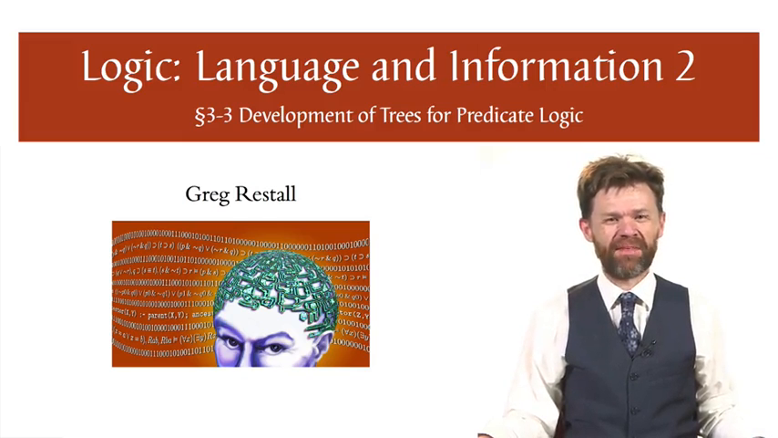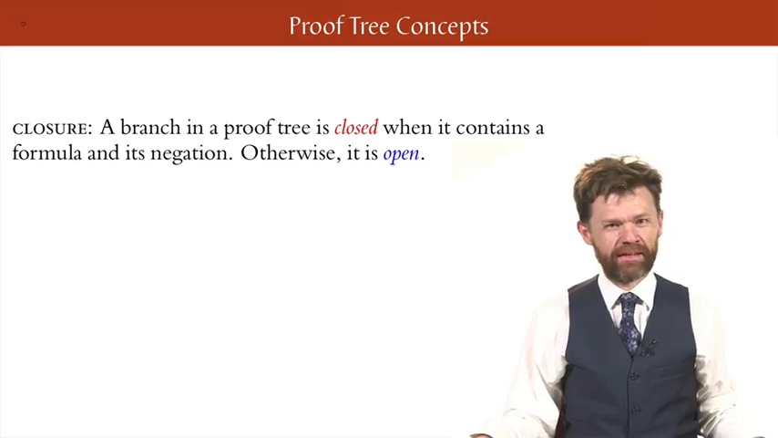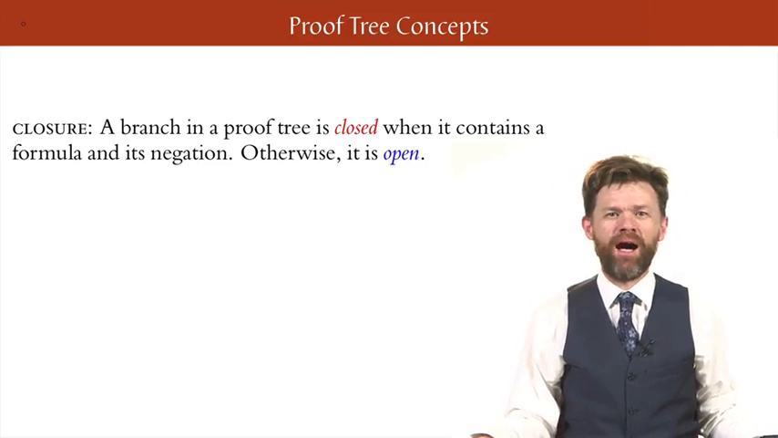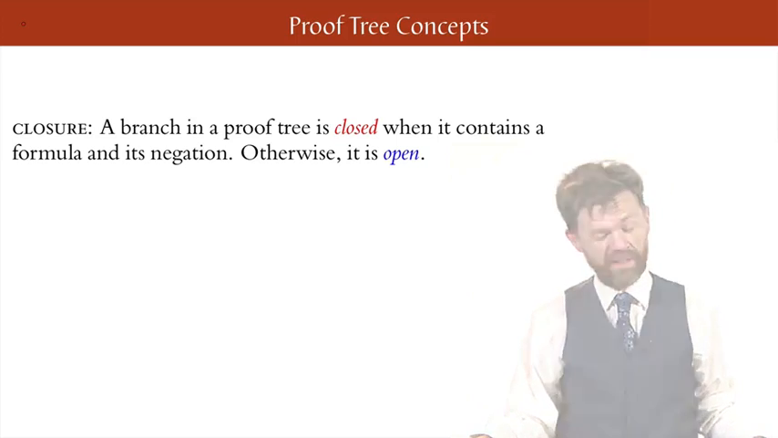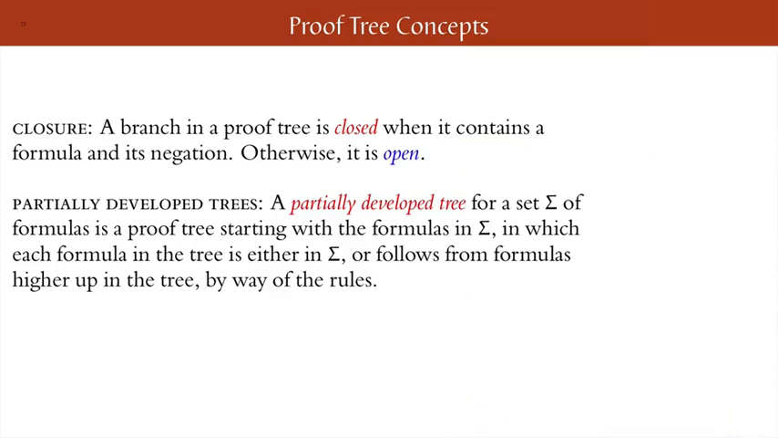So let's begin. The crucial concept in a tree is the idea of an open or a closed branch. A branch in a proof tree is closed if it contains a formula and its negation, and if it's not closed, it's open. And a partially developed tree is what you have when you start from some set of formulas and process them to some extent using the tree rules. So a partially developed tree for a set sigma of formulas is a proof tree starting from that set sigma, where every formula is either in the starting set or follows from formulas higher up in the tree by way of the rules. Now, these are the standard concepts for trees, and they should be familiar to you if you've done propositional logic.